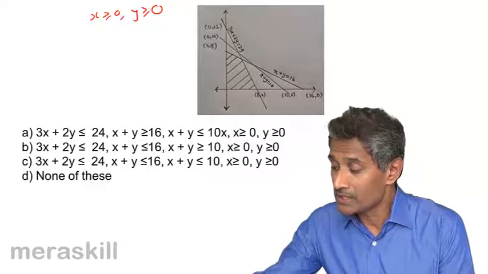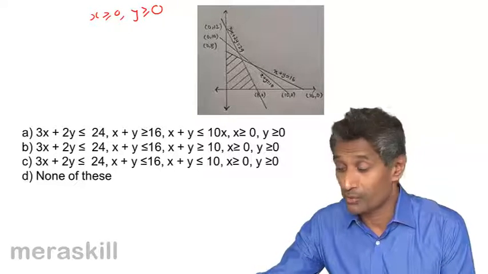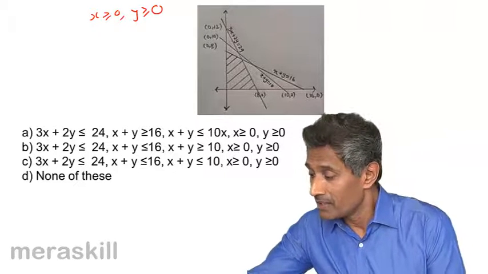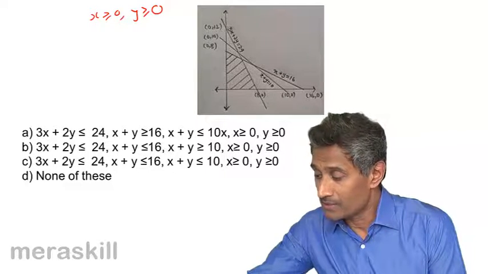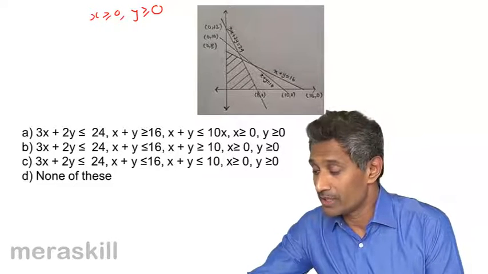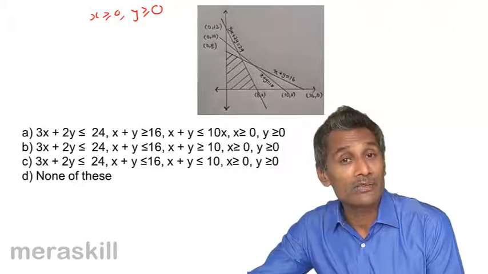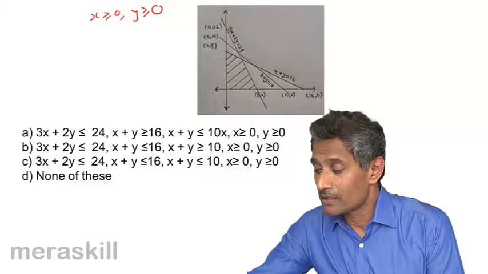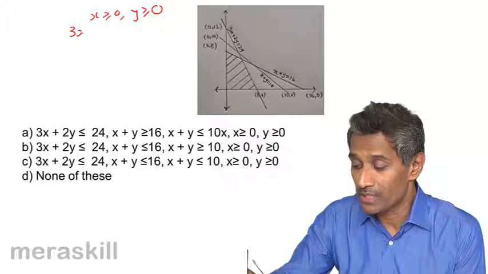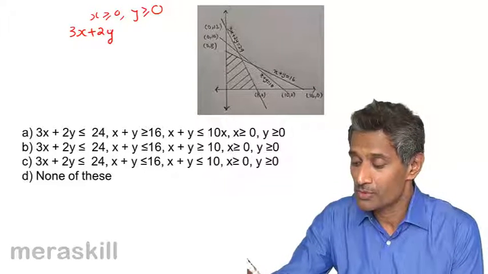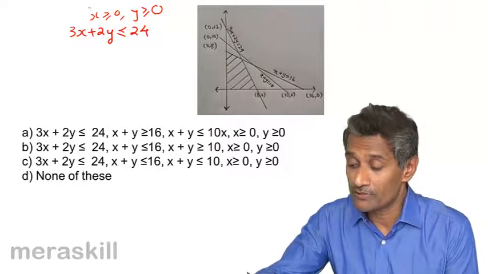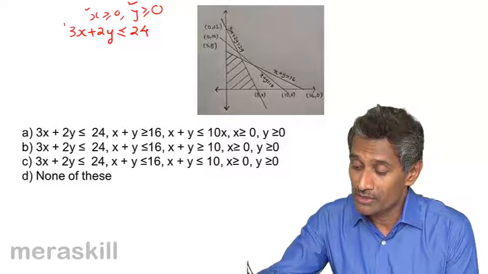So now let's consider there are three lines involved over here which are inclined to the x-axis and y-axis. Let us consider this particular line 3x plus 2y is less than or equal to 24. Now this particular region is closer to the origin. It's moving towards the origin. So it's going to be 3x plus 2y is less than or equal to 24. Already we got three conditions.